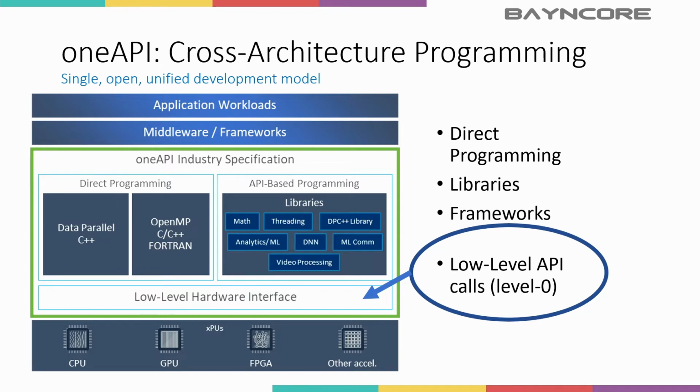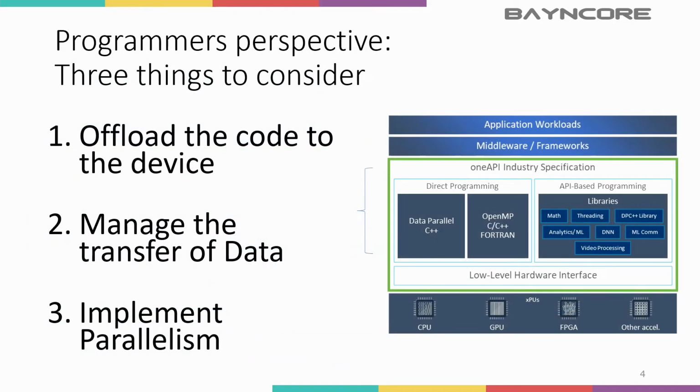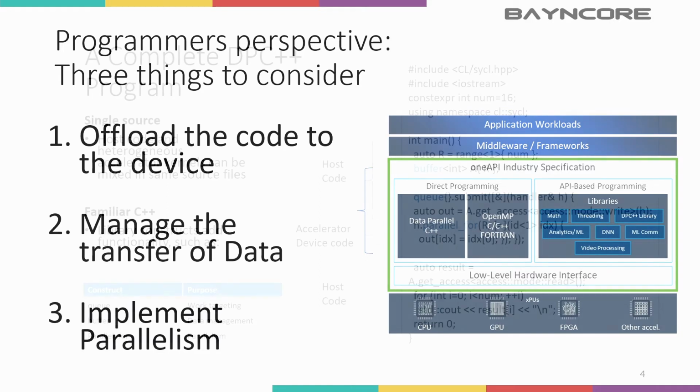The Level 0 API includes functions for device discovery, memory allocation, synchronization primitives and other low-level elements. Most programmers will not use this API but rather rely on the compilers, libraries or frameworks. Three things need to be accounted for when writing Oneapi-cli code: offloading the code to the device, transferring of data to and from the device, and implementing parallelism on the device.